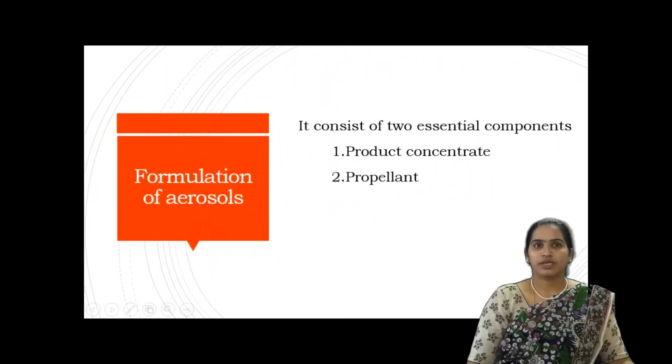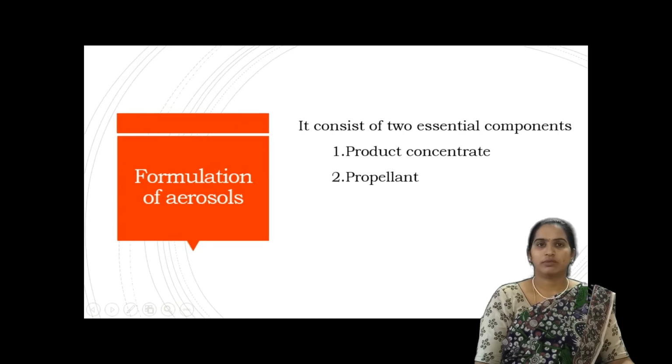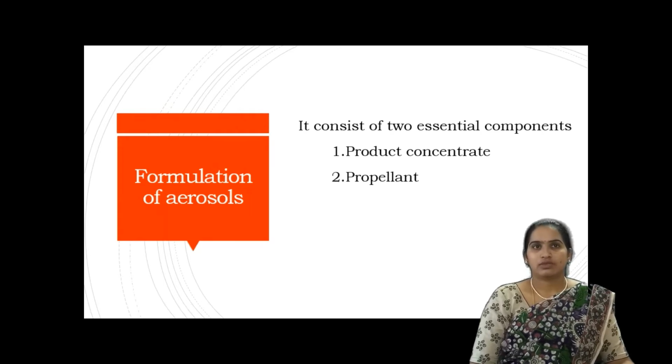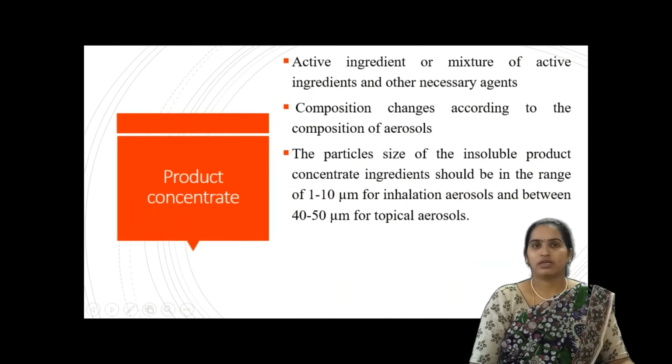Next, formulation of aerosols. The main components in the formulation of a pharmaceutical aerosol are the product concentrate and the propellant. Propellants are responsible for developing the required pressure inside the container, which is used to dispense the drug from the container. Normally propellants are used to develop the vapor pressure inside the container. Coming to the product concentrate, it consists of one active ingredient or a mixture of active ingredients along with other necessary ingredients like excipients.